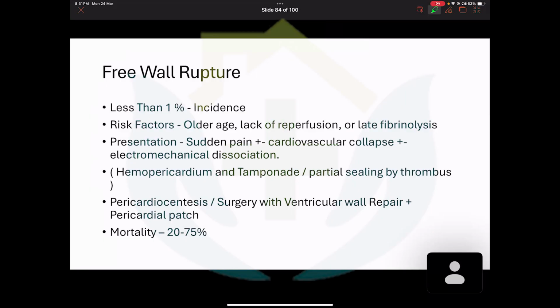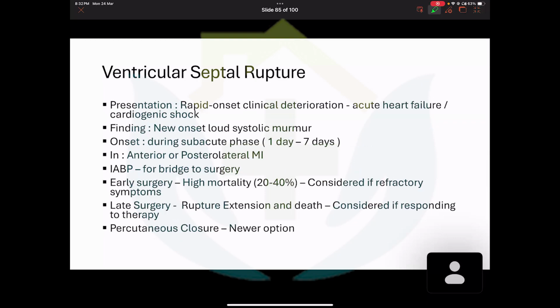Free wall rupture, mortality, I don't know why mortality is written as 20%. Mortality is at least more than 70%. Okay, this is sudden pain, complete collapse, electromechanical dissociation, AV blocks, pericardial tamponade. These will be seen with free wall rupture. And in the MCQ also, you will mention it.